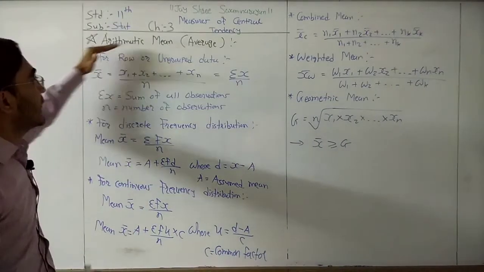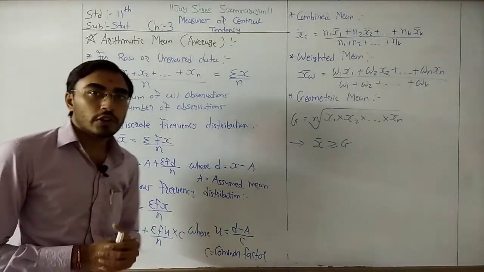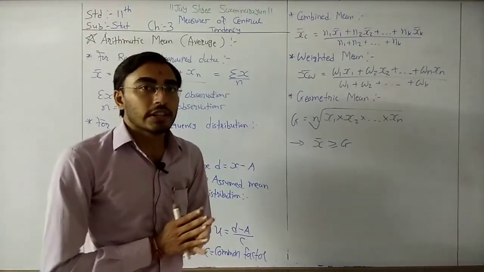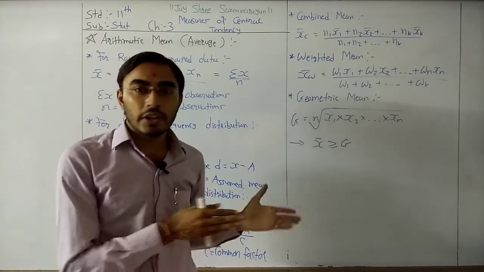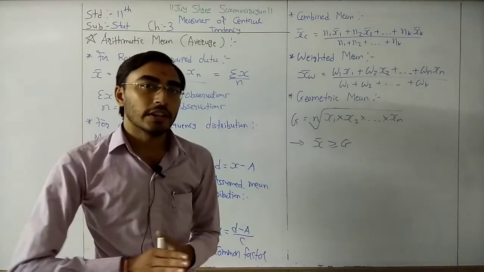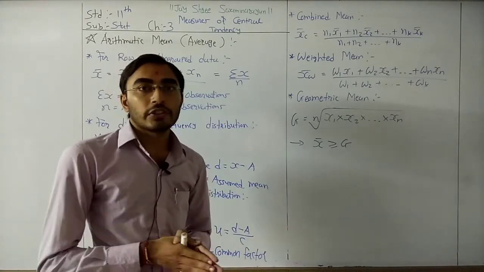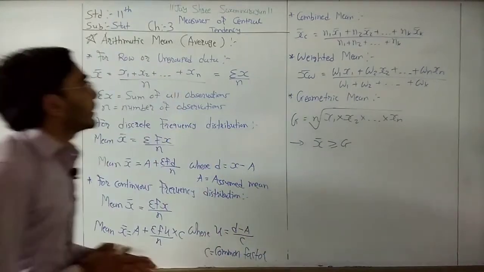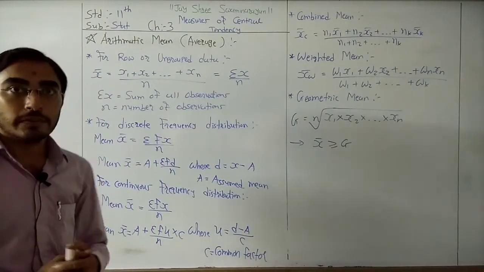So first of all, arithmetic mean. Mean means what? One type of average, right? We find the average speed of our bike, right? Average marks in all the subjects, that means our percentage. So that is average, it is our arithmetic mean.